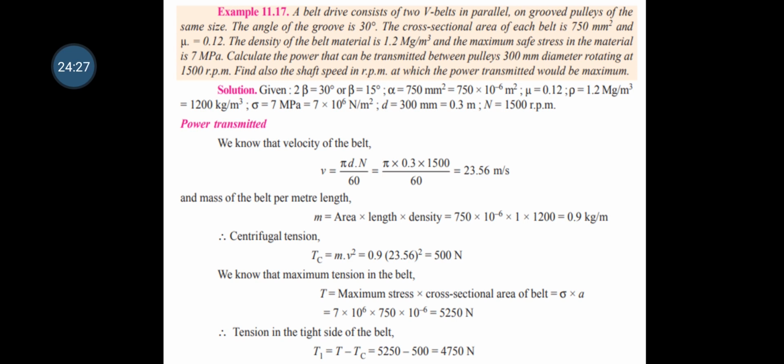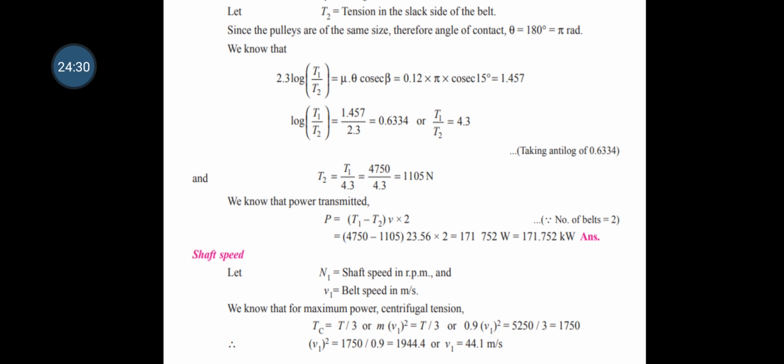we know that 2.3 log T1 divided by T2 is equal to mu theta cosecant beta. Here, log of T1 by T2 is equal to 0.6334. Taking the anti-log of 0.6334, T1 divided by T2 is equal to 4.3. By solving these equations we get the T2 value. The tension in the slack side T2 is equal to 1105 Newton. We know that the power transmitted P is equal to T1 minus T2 into v into 2, since the number of belts is equal to 2.